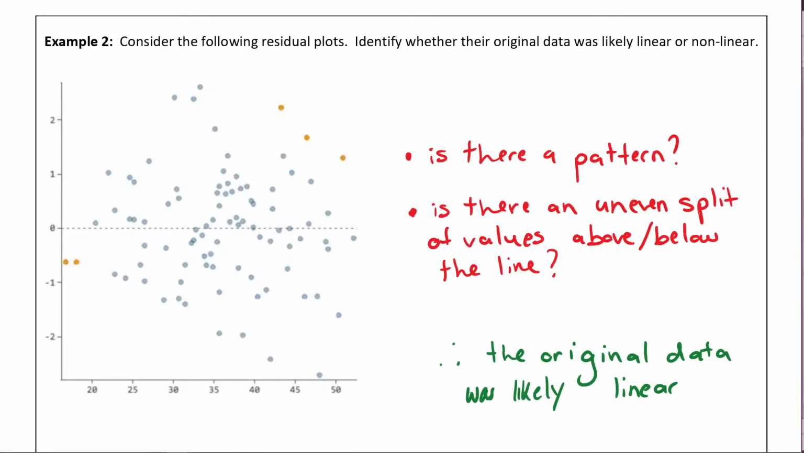So we're going to work through this example here. It says, consider the following residual plots and identify whether their original data was likely linear or non-linear. Okay, so let's look at our first example here.